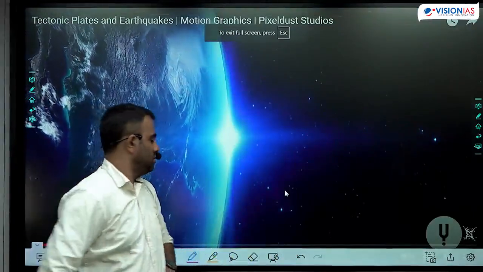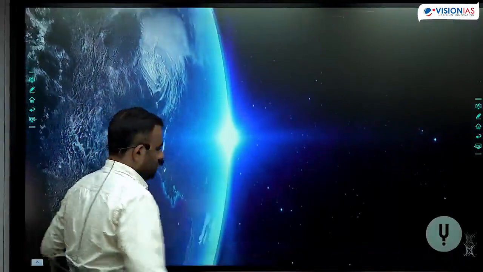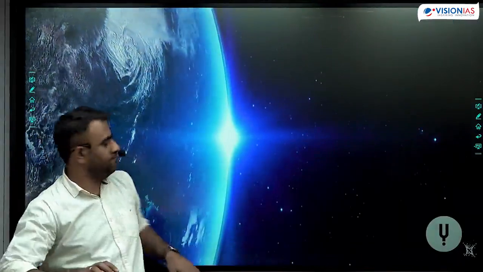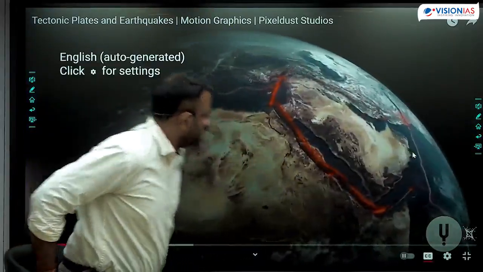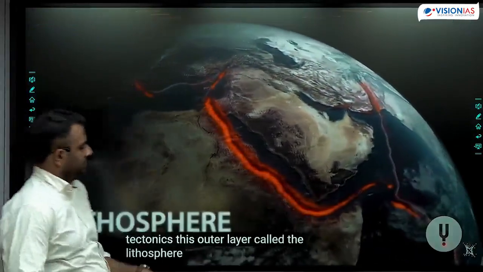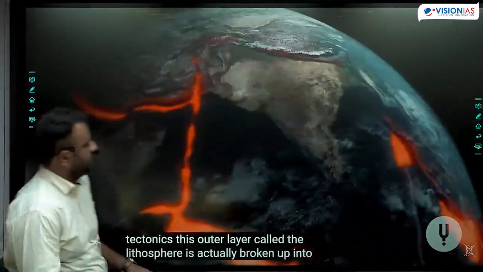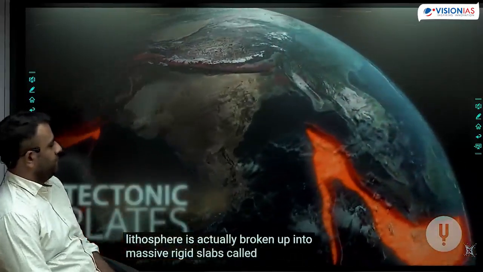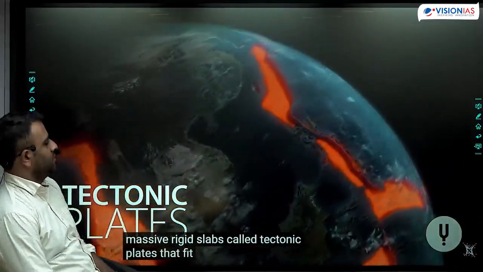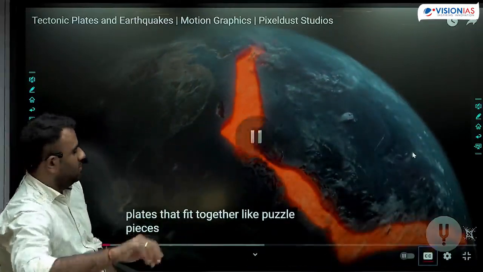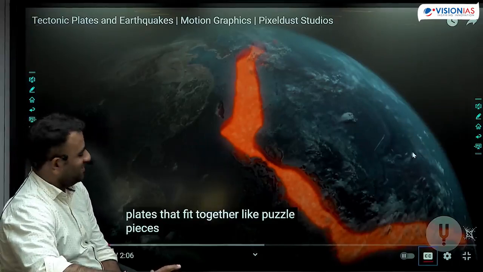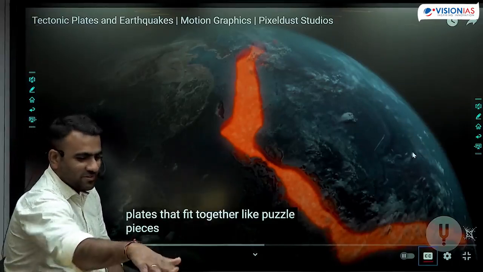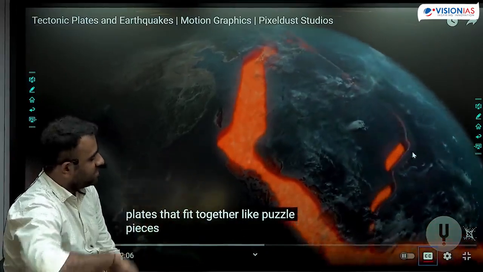The outer surface of our planet may look like one solid shell. But according to the theory of plate tectonics, this outer layer, called the lithosphere, is actually broken up into massive, rigid slabs called tectonic plates that fit together like puzzle pieces. There isn't this much gap, the animation is showing it, okay? You cannot have this kind of gaps, it's just the animation. But the plate boundaries are there actually.